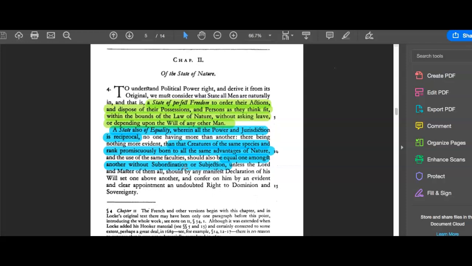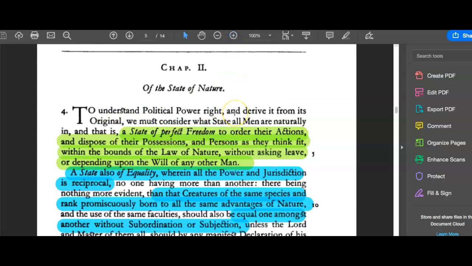So in chapter 2 here, the State of Nature, this is the famous chapter, and this is the one chapter that we're going to look at. Let's just take a look at some of the greatest hits. They've been highlighted here for you. So this is in the workshop section, right?